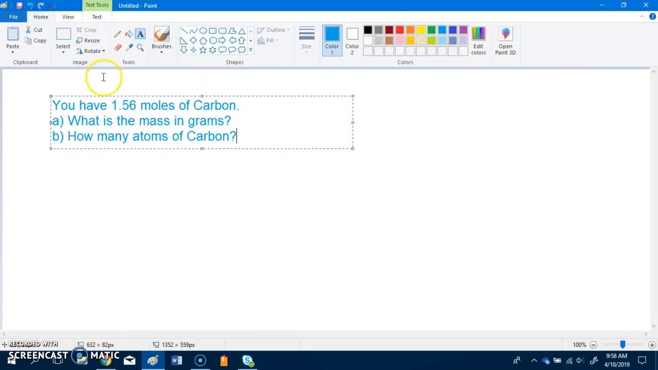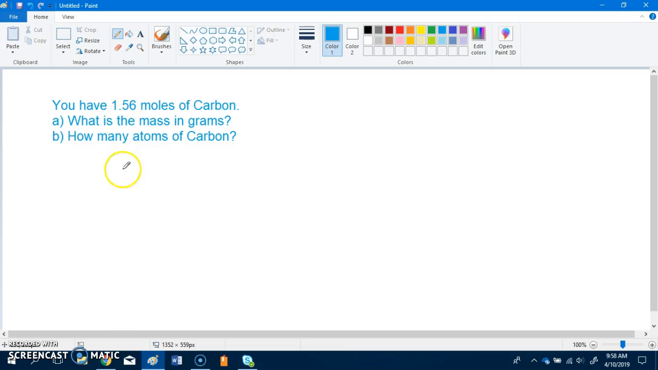So let's look at this question. You have 1.56 moles of carbon. Question A is, what is the mass in grams? And B, how many atoms of carbon do we have? So first of all, let's just go with question A. What is the mass in grams?